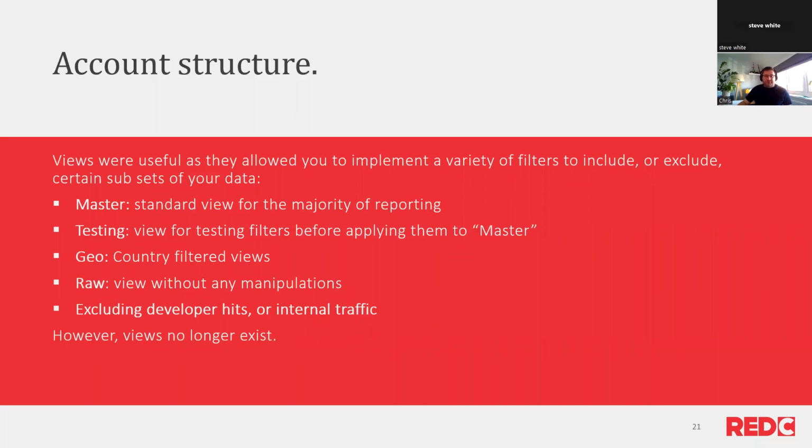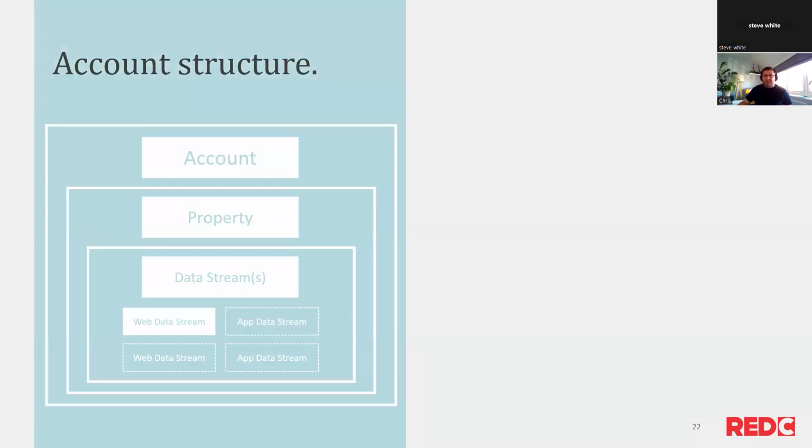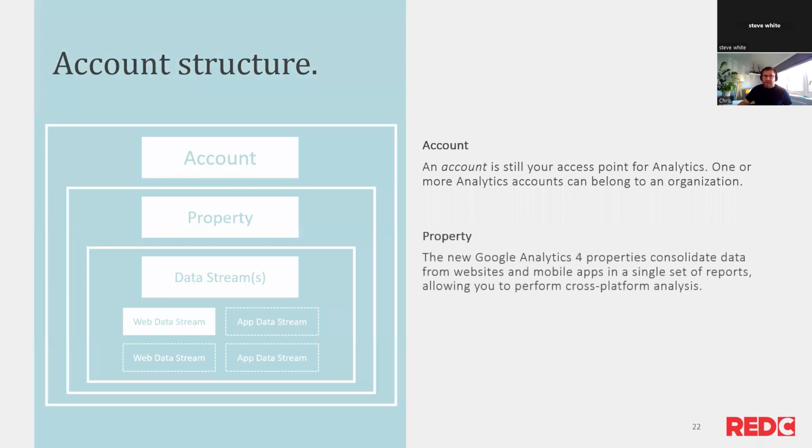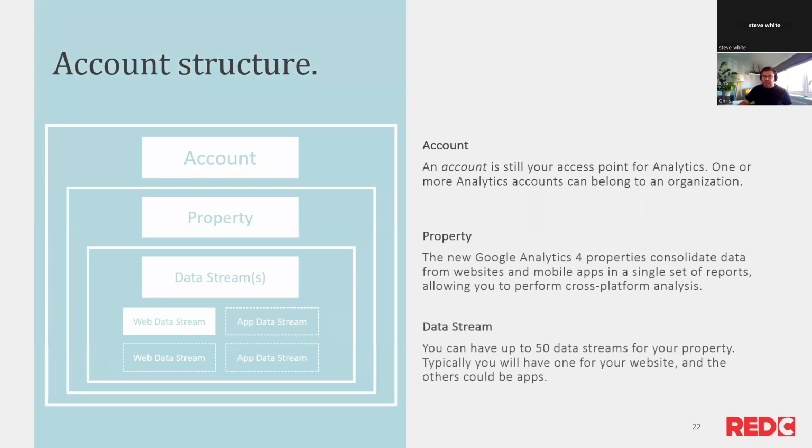In GA4, you don't have multiple views anymore. You have a single view for your account instead. And the way it's structured is similar, but instead of views, you have data streams. So you still have your account, you still have your properties, but then underneath each property, you have a data stream. So you would have a data stream for your website. You might have a data stream for an iOS app. You might have one for a Google Android app. If you have multiple sites, multiple domains, you may have multiple data streams there as well.